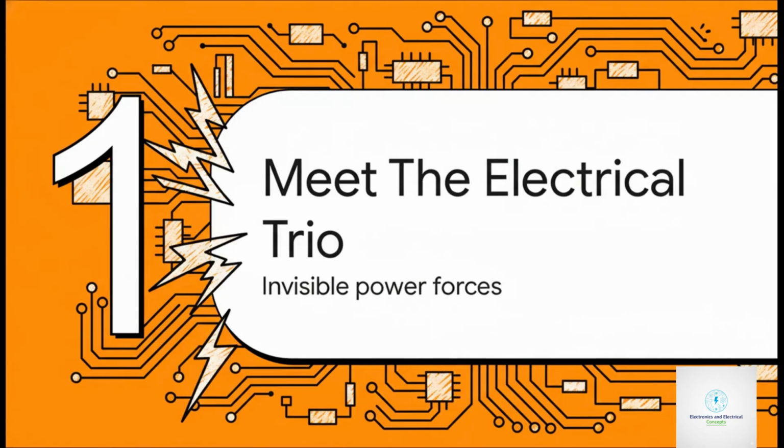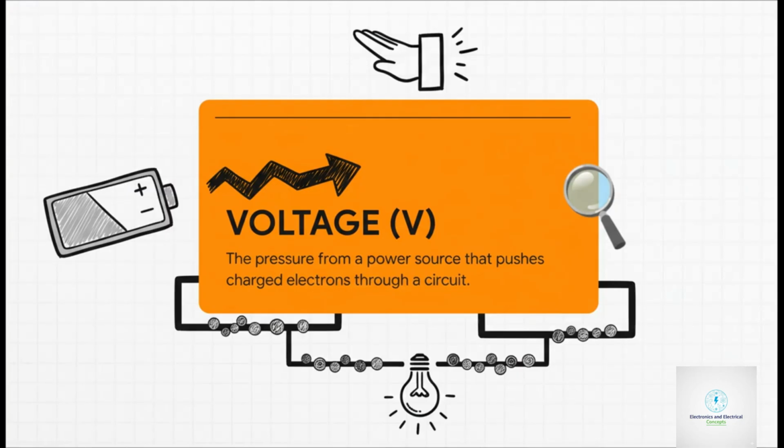All right, so let's jump right in. To really get a grip on this law, you first have to meet the three main characters in this story, the invisible forces that are at the heart of any electrical circuit. First up, we've got voltage, which we measure in volts. The easiest way to think about it? It's the push. It's the electrical pressure coming from a power source, like a battery, that gets everything moving in the first place. It's the force that's trying to shove those electrons through the wire.